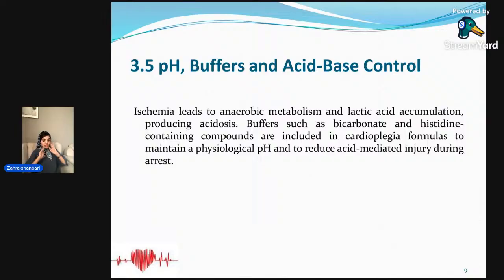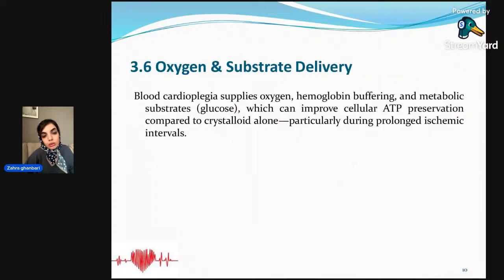the dosage of potassium that we add in our cardioplegia. If you use blood cardioplegia, it's better to add around 10 to 30 MEQ per liter. If you use crystalloid, it's good to add 10 to 20 MEQ per liter. And if we use Del Nido, it's better to add 5 to 10 MEQ per liter. I think it's enough for pH. Please go to the next slide.